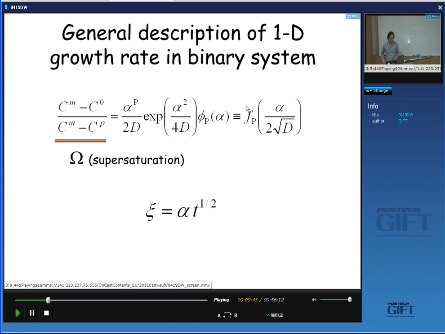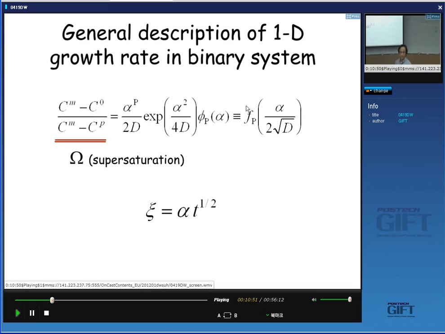For one-dimensional growth in a binary alloy, the growth rate is given by this formulation. So in this class, what I want to do is derive this formulation. Looking at the physical meaning of this relationship, this is a fixed value, right? If you know the phase diagram, you can easily evaluate this one. This is given by the concentration of the phase boundary. So when temperature and pressure are fixed, you can have this value. This is called the supersaturation. And simply, this equation is a nonlinear equation with respect to alpha.